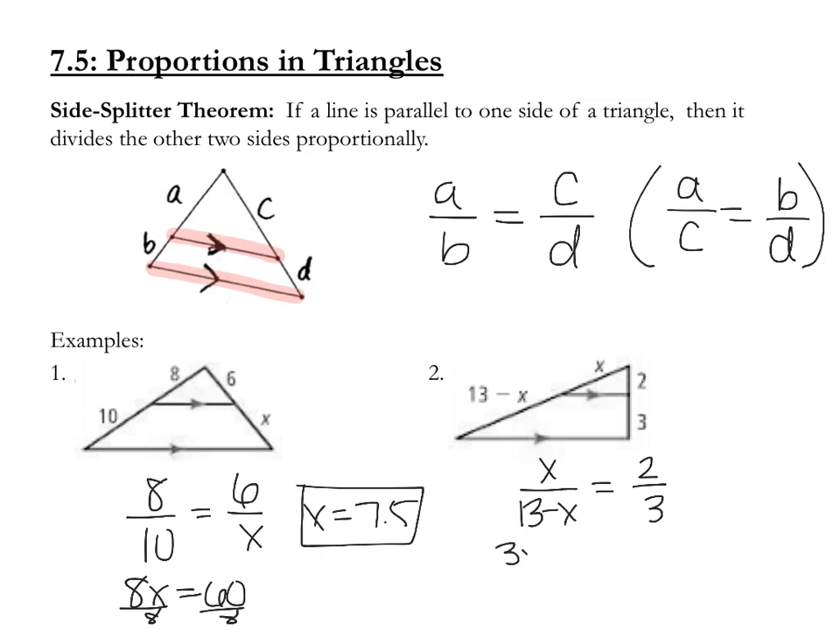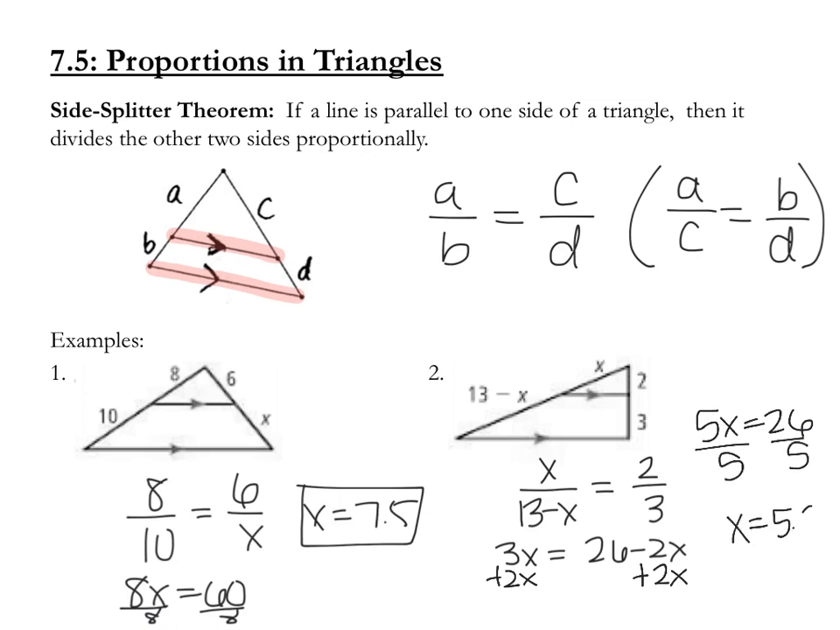And then this one we got to cross multiply carefully. We get 3x equals 26 minus 2x. Make sure you distribute the 2. And then I'm going to add the 2x to the other side. And I get 5x equals 26. And we divide by 5. And you should get x is equal to 5.2.